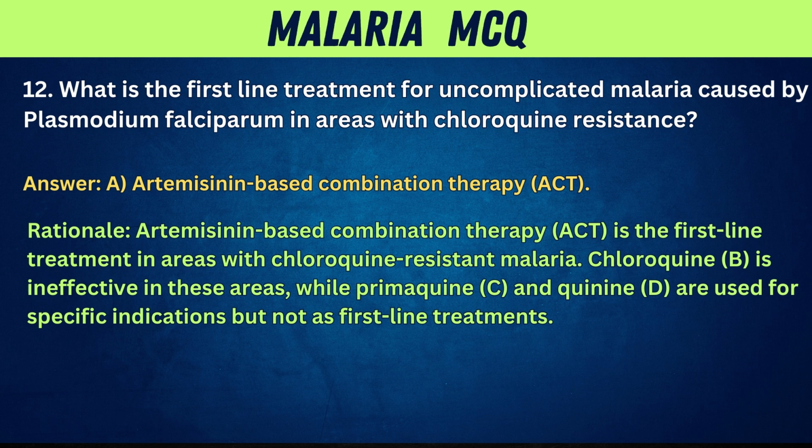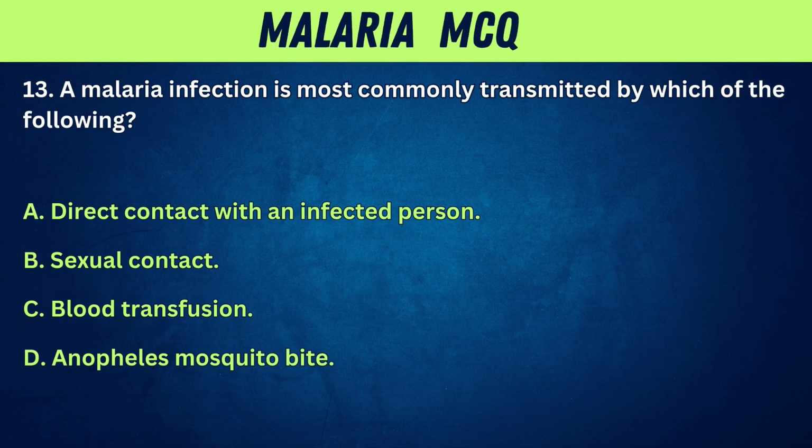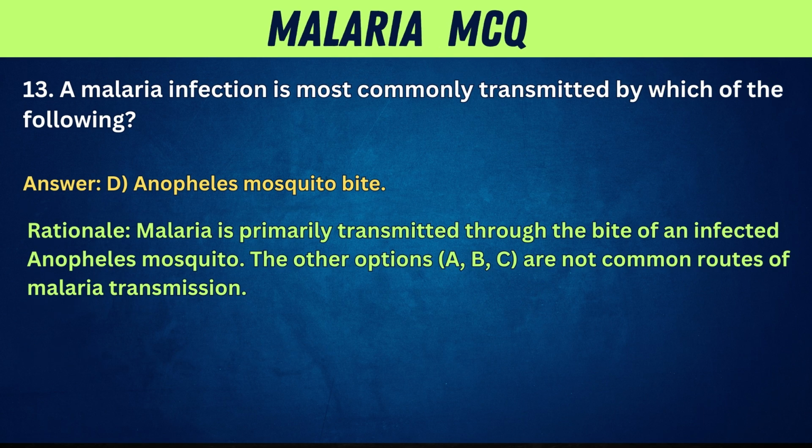Chloroquine, B, is ineffective in these areas, while primaquine, C, and quinine, D, are used for specific indications but not as first-line treatments. 13. A malaria infection is most commonly transmitted by which of the following? A. Direct contact with an infected person. B. Sexual contact. C. Blood transfusion. D. Anopheles mosquito bite. Answer: D.